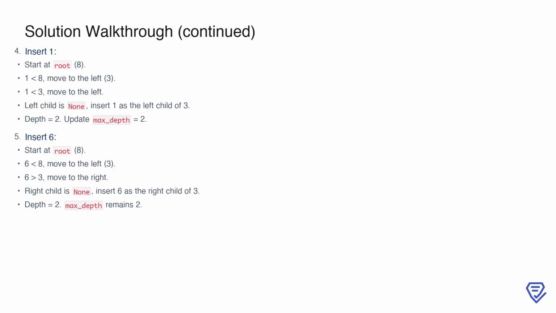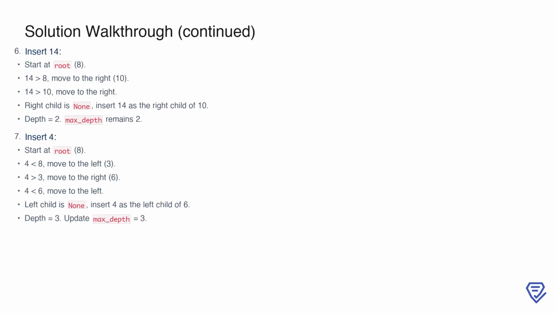Then, we insert 6. Starting at the root, 6 is less than 8, so we move to the left child, which is 3. This time, 6 is greater than 3, so we move to the right child of 3. The position is null, so we insert 6 as the right child of 3. The depth of this insertion is also 2, so the maximum depth remains 2. Next, we insert 14.